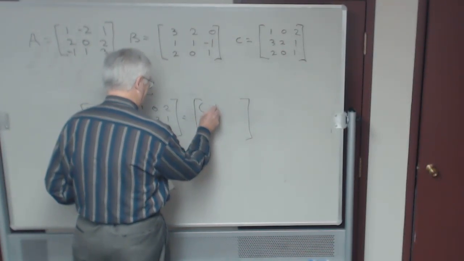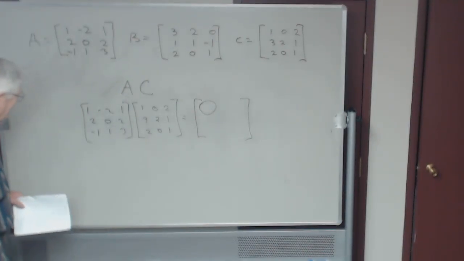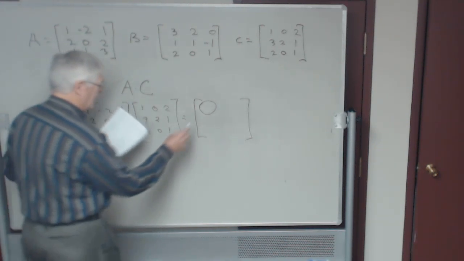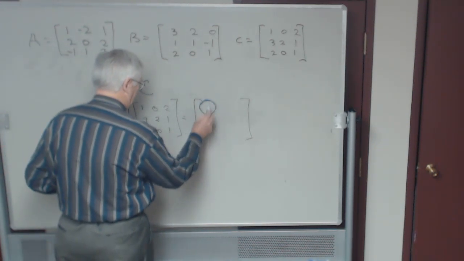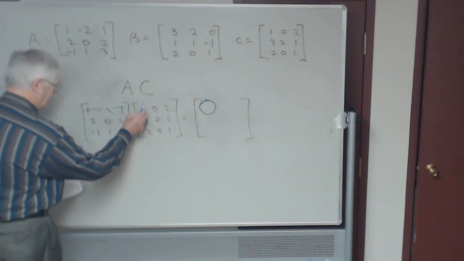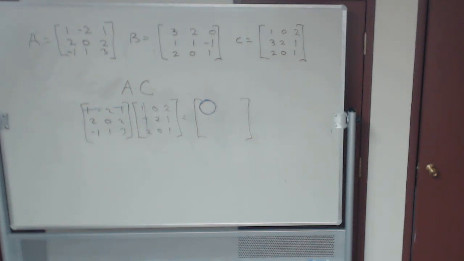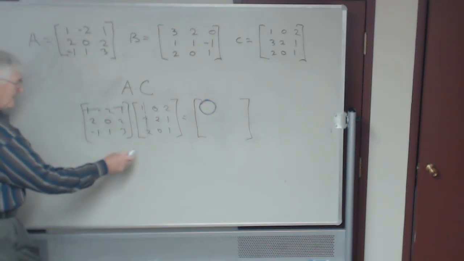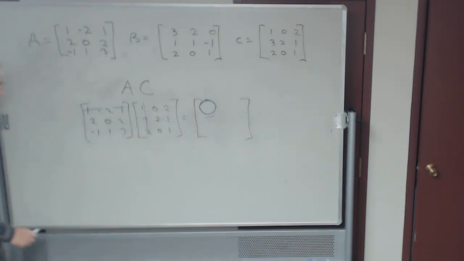Okay, for this first number here, let me change the color to blue. The first number here comes from the first row and the first column. Agreed? First row and the first column. See this row? This row and this column produce this number right here. Why do they do that? Because it's called matrix multiplication.